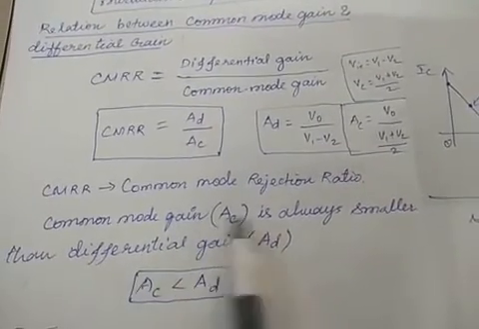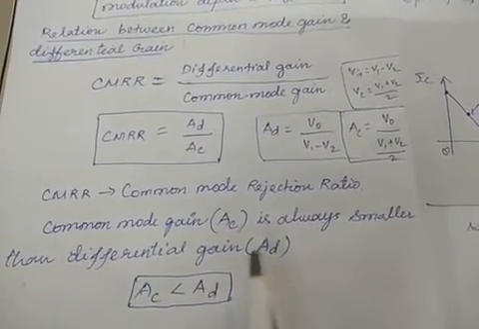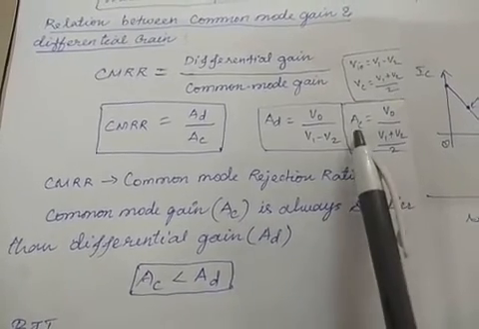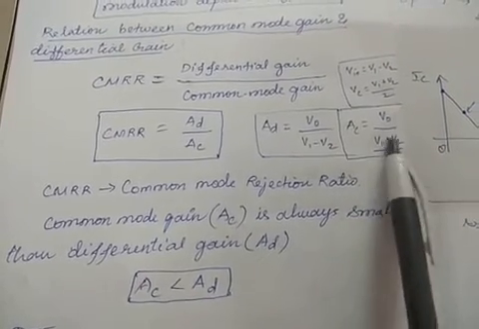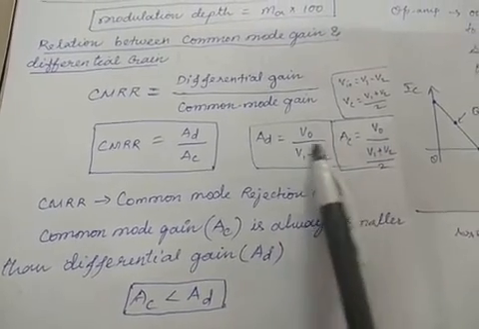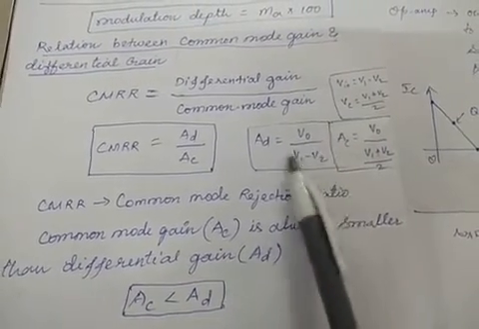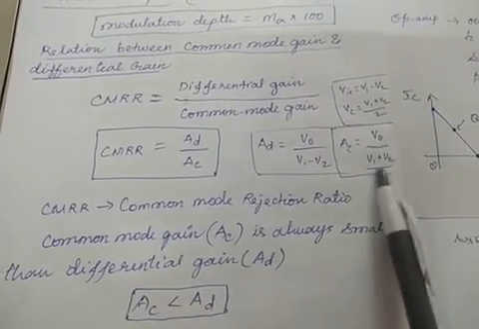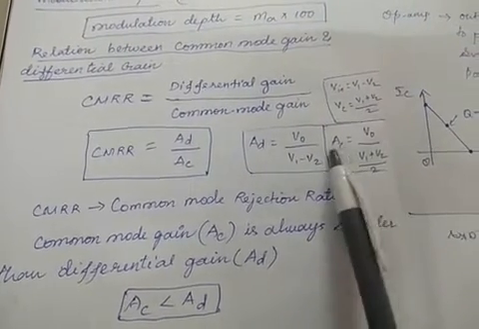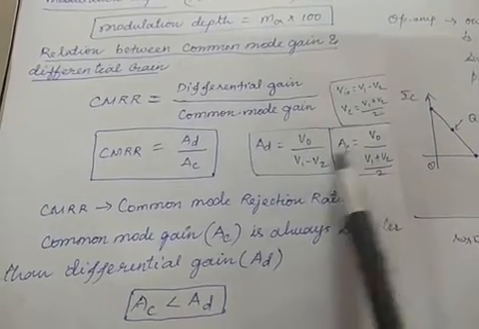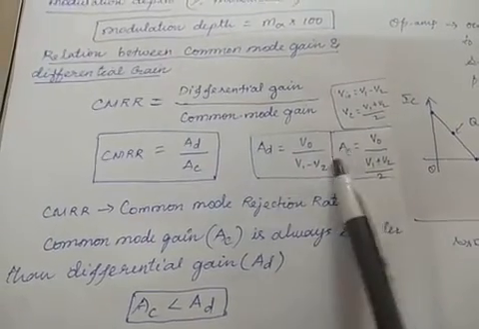Next, common mode gain is always smaller than differential gain. Remember this, AC is always smaller than AD. The reason is, see here, AC equals V out by, denominator is here (V1 plus V2) by 2. Here the denominator is V1 minus V2. So compared to this one, it is larger. So if the denominator is larger, automatically this will be smaller. So compared to AD, AC will always be smaller.